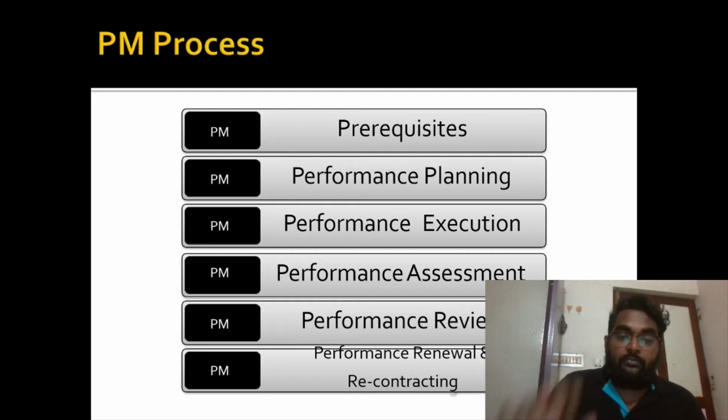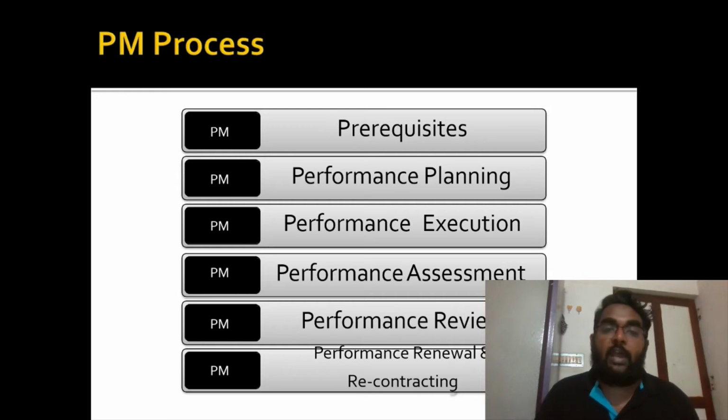Then the process will be like this. Prerequisites, what are the requirements that will be analyzed first. Then there will be performance planning. In this planning phase, you will be setting the standard requirements. Then after planning, there will be execution, then assessment. While executing, you'll be able to know the actual performance. Assessment is done based on the standard and this actual performance.